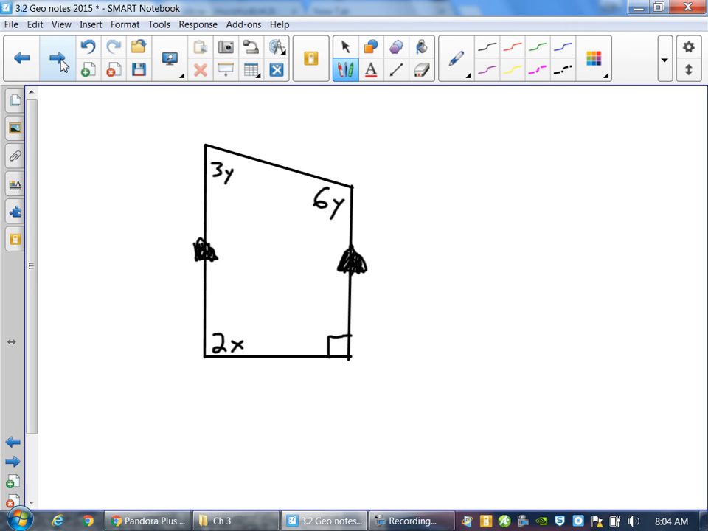There's one set of parallel lines. Trapezoid. It's not a parallelogram. Parallelogram would have two sets of parallel lines. It's a trapezoid. Very good. Trapezoid only has one set of parallel lines. That's it.